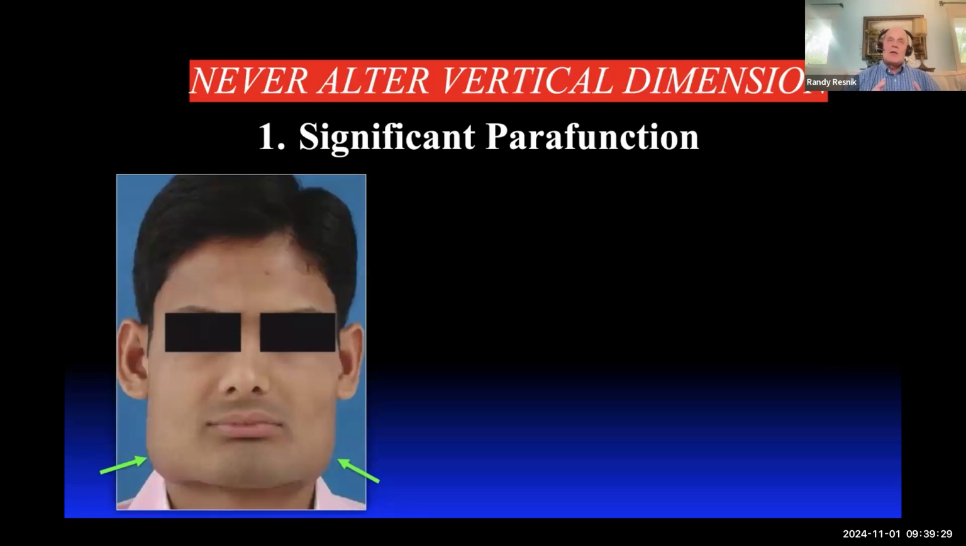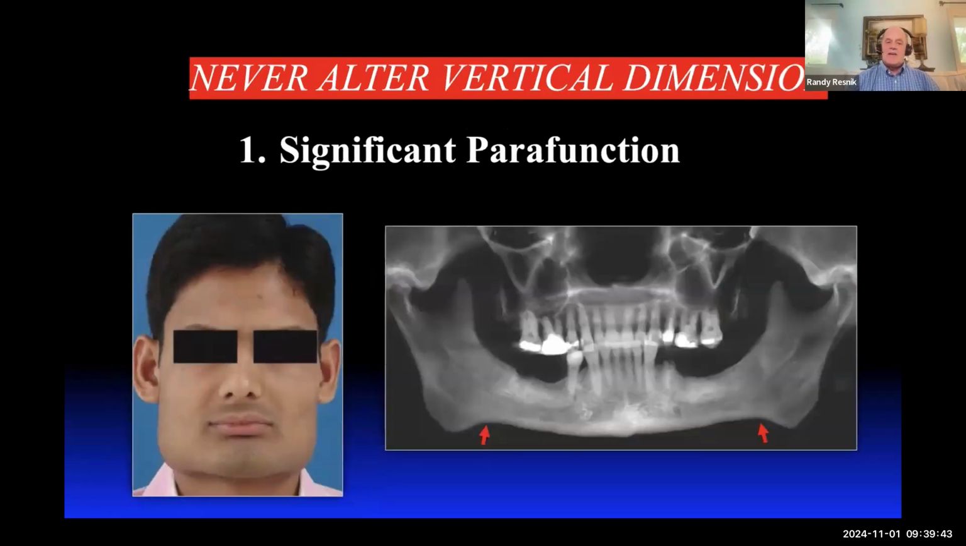However, there are 3 different clinical factors that come into play when you should never alter a vertical dimension. Number one is significant parafunction. So if you look at this patient, obviously they have masseter hypertrophy. You can look at their masseters. They have antegonial notching. So the patient with significant parafunction like this, you don't want to alter their vertical dimension. Or if you do, you have to be very, very careful in incrementally doing it because they're going to want to go back to where they were.